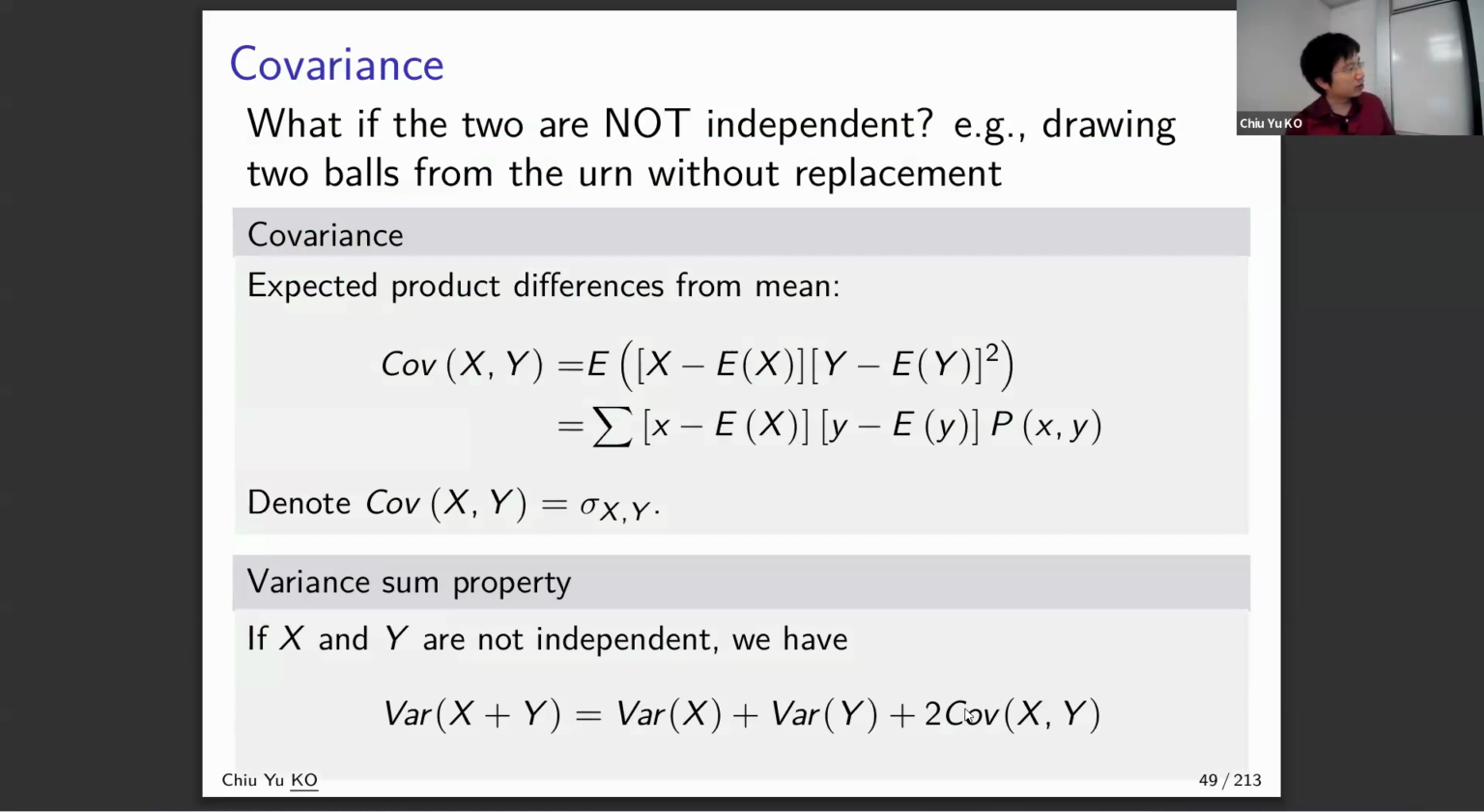Okay, so we can decompose it, but the thing we didn't go into detail is here, right? The special term here is the covariance of X and Y, which says if X and Y are related, the variance will be different. And if it's positive, the variance is larger.